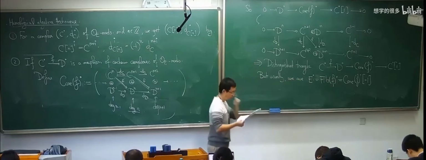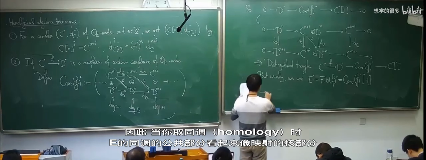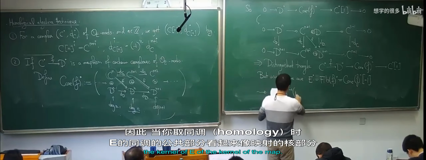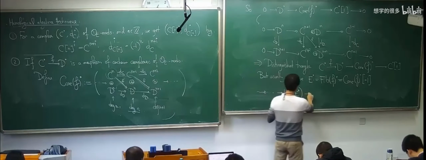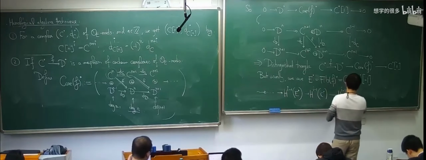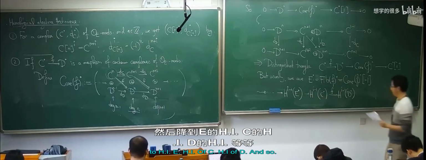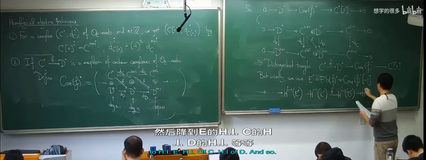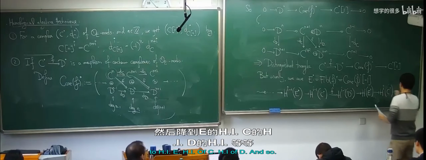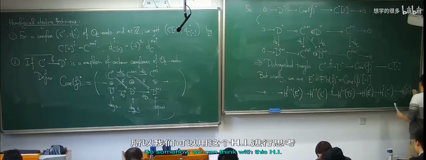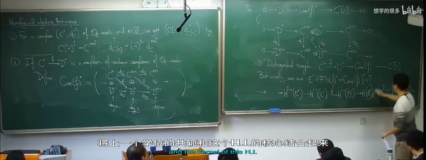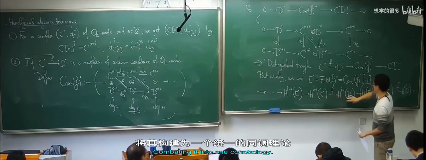Maybe it's wrong. So therefore, when you take cohomology, the cohomology of E looks like the kernel of the map from the complex of C to the complex of D, and then goes on to H^i of E, H^i of C, H^i of D, and so on. So you can think of it as H^i of E combining the cokernel of the previous degree and the kernel of this H^i. So it's combining it into one cohomology.